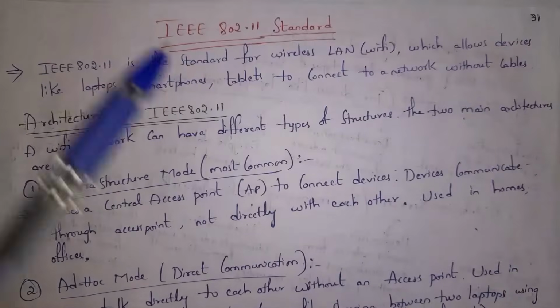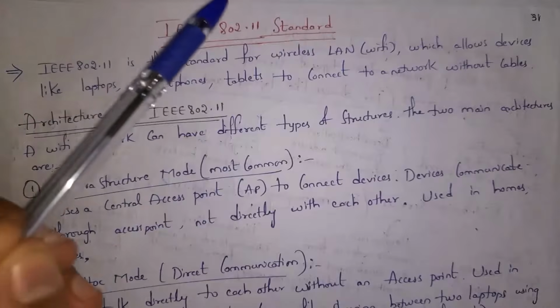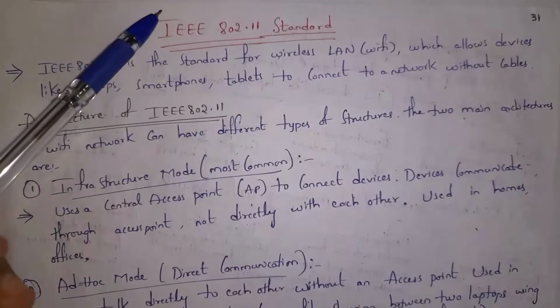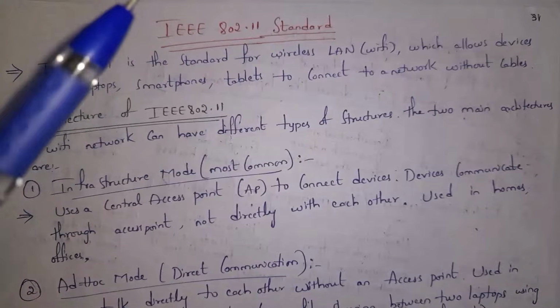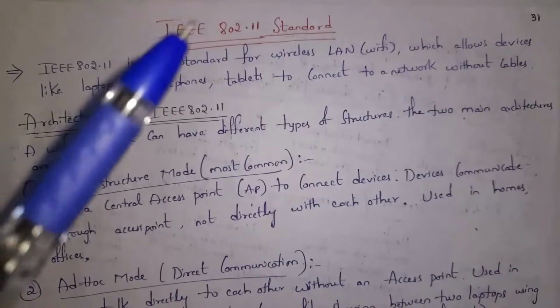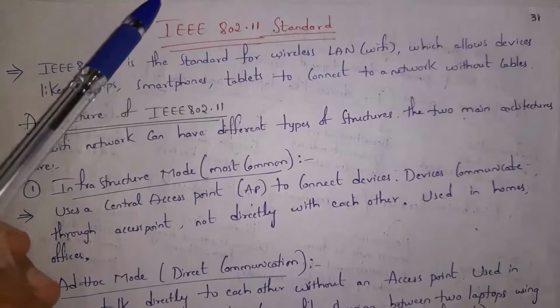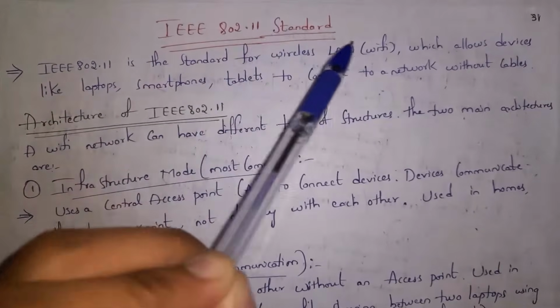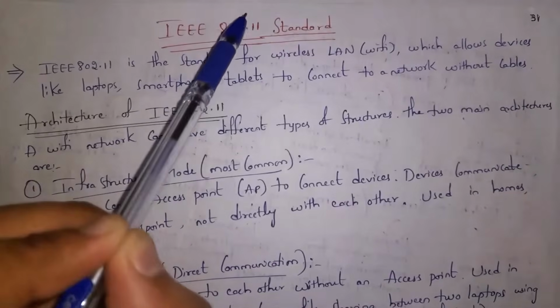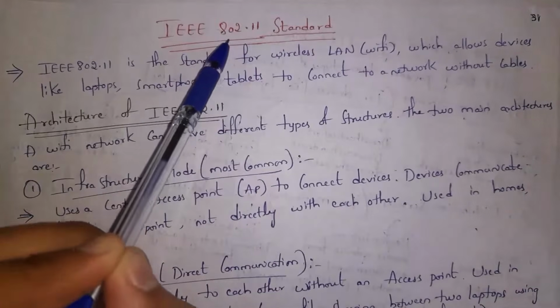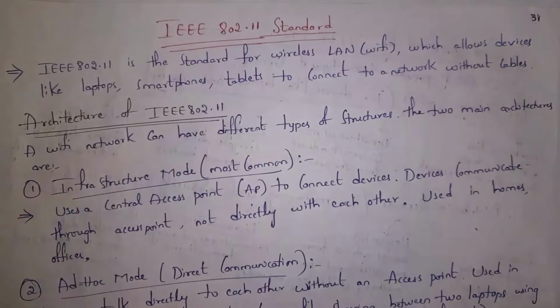Next I will explain what the IEEE 802.11 standard is. Guys, IEEE stands for Institute of Electrical and Electronics Engineers. This institute creates standards. Standards are nothing but rules. So IEEE created the 802.11 standard, which is nothing but rules. By using this standard, devices can communicate with each other in wireless networks.